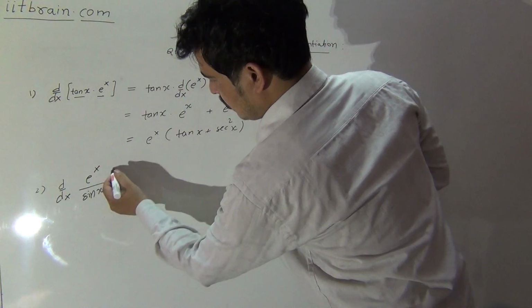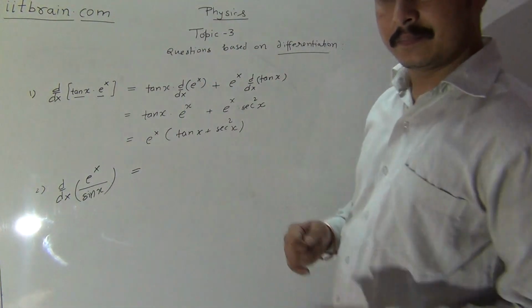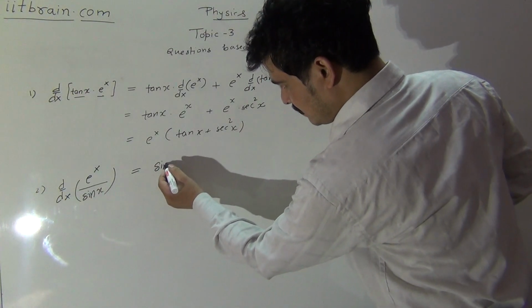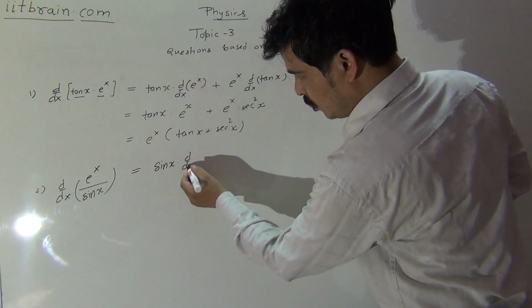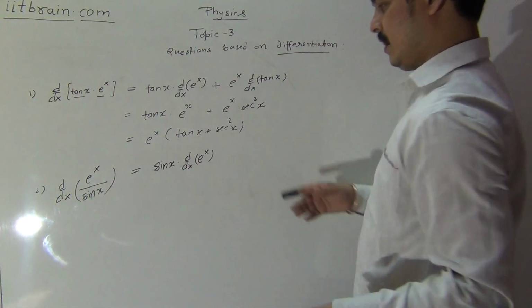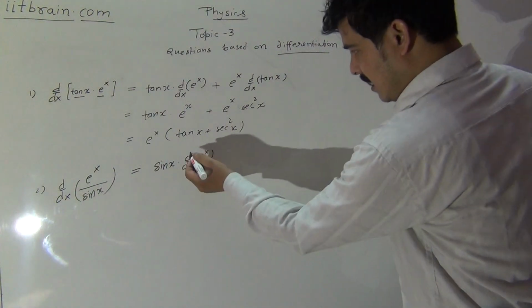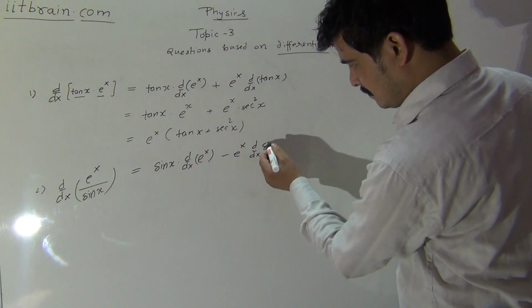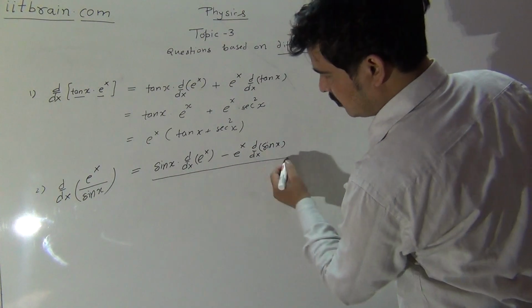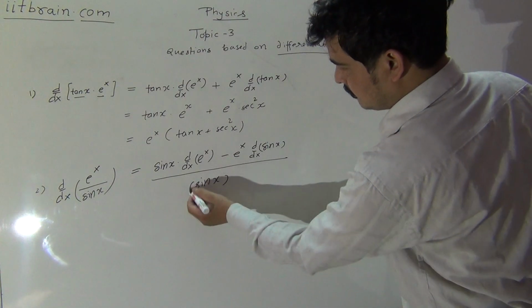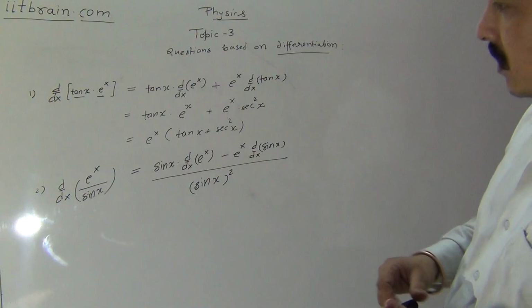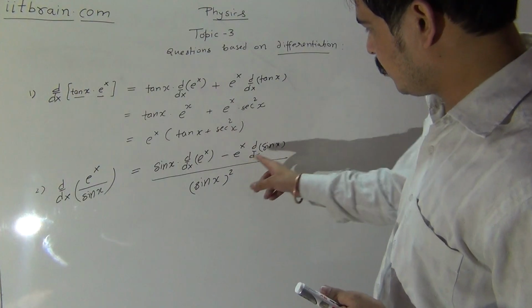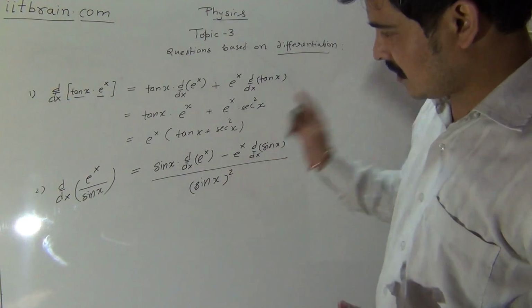then for d upon dx of this, we should use the division formula, and according to the formula, the answer is denominator into differentiation of numerator. In topic 2, we have discussed this formula earlier. It's sin x d upon dx of e to the power x minus e to the power x differentiation of sin x, and divided by the square of the denominator. So differentiation of e to the power x over sin x is sin x d upon dx of e to the power x minus e to the power x d upon dx of sin x divided by sin square x.